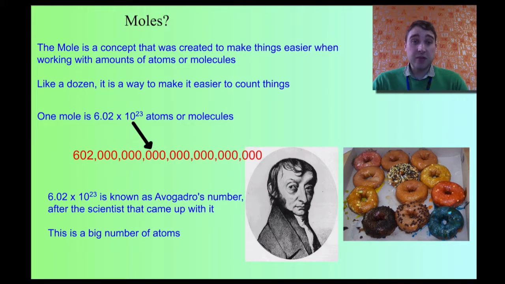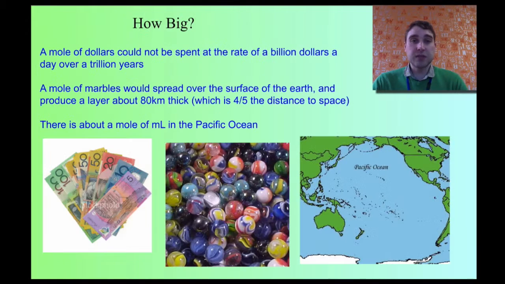It's called Avogadro's number, 6.02 times 10 to the 23. It's named after Amadeo Avogadro, who came up with it. It's a very big number. So how big is it? A mole of dollars you couldn't spend at the rate of $1 billion a day over 1 trillion years. So that gives you a bit of an idea of its scale.